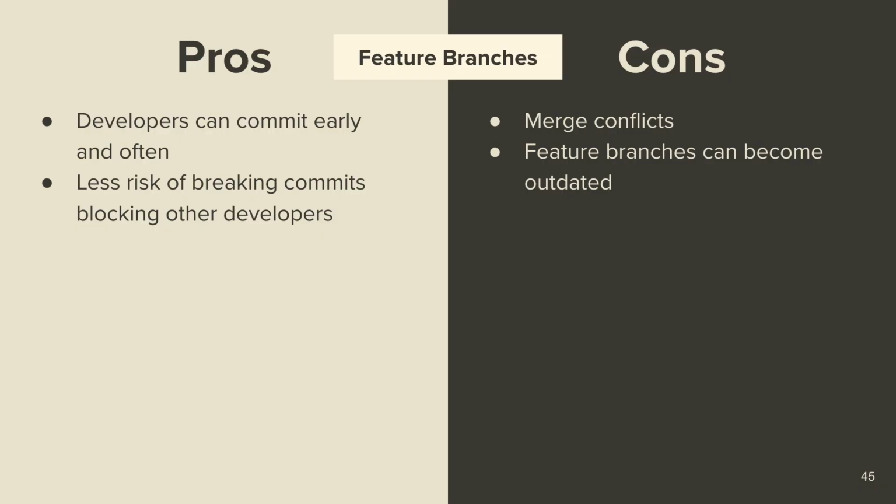The cons are that we do have to deal with merge conflicts, and that's a difference from just pushing to the main branch. And your feature branches can become outdated. One thing at work we do is a quarterly clearing of your branches. If you pushed up something you were testing and then never touched it, you could go and clear out those old branches that are not needed anymore.